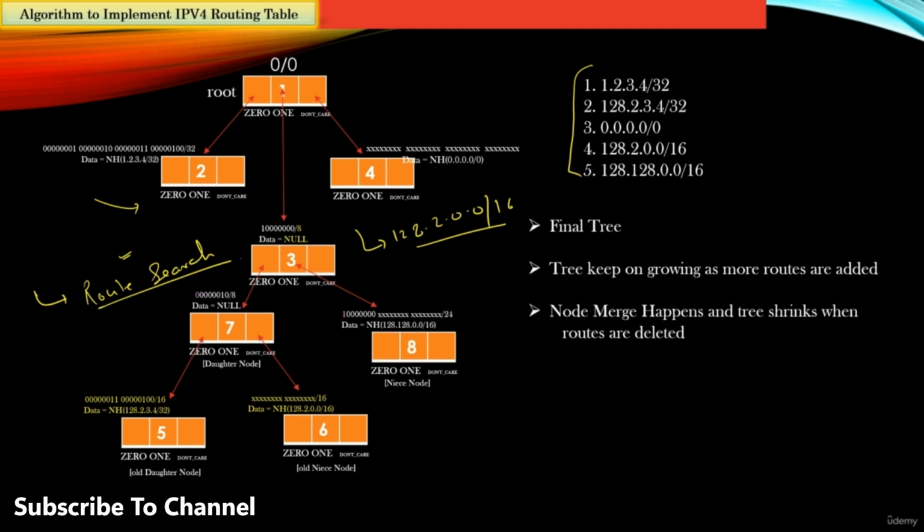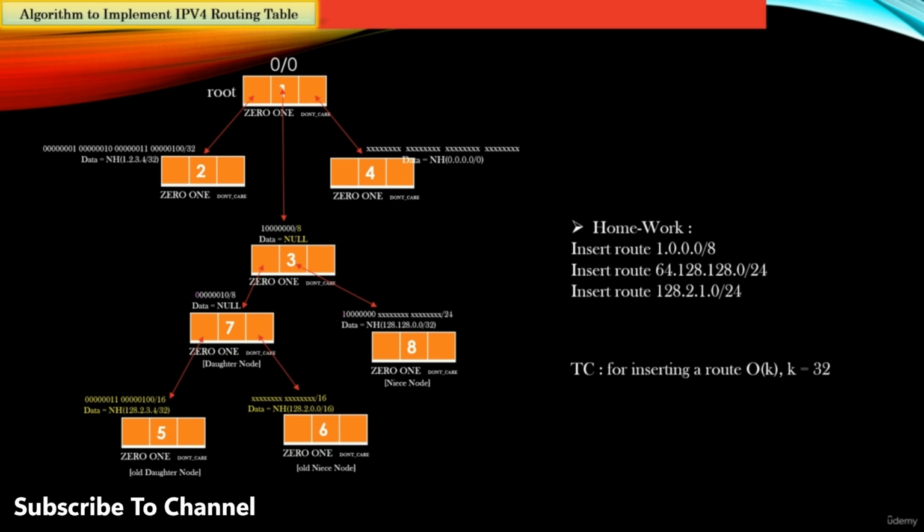So guys, with this we have completed the route insertion algorithm, and as part of an exercise I would suggest that you try to draw your own mTry data structure and see how the mTry data structure transforms when you insert the following routes in this already constructed mTry. Alright, and the time complexity of inserting a route in this mTry data structure is order of k, where k is the number of bits that you are inserting. So for IPv4 routes, k is a constant which is 32. So in other words, the time complexity of inserting a route in this mTry data structure is order of 1.